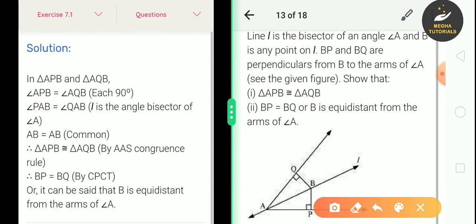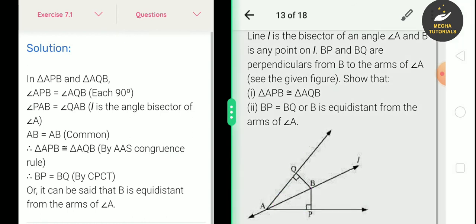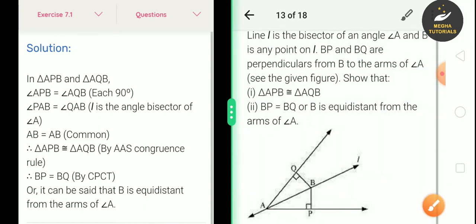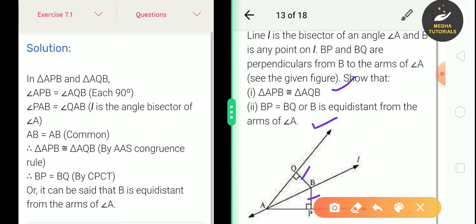So it is given that L is the bisector of angle A. It means these two angles are equal. Then BP and BQ are perpendiculars. It means BP is perpendicular to this arm and BQ is perpendicular to this arm. We have to show that these two triangles, triangle APB and triangle AQB, are congruent, and second, BP is equal to BQ. If we prove this, then easily we can prove this also. So please see the solution.